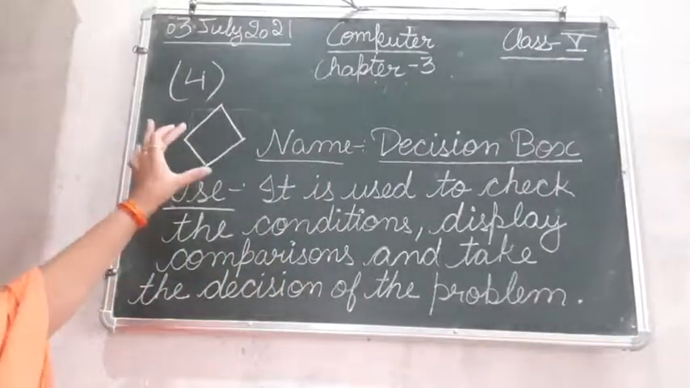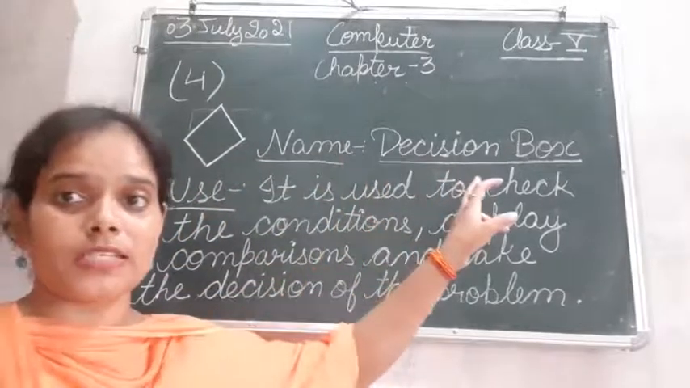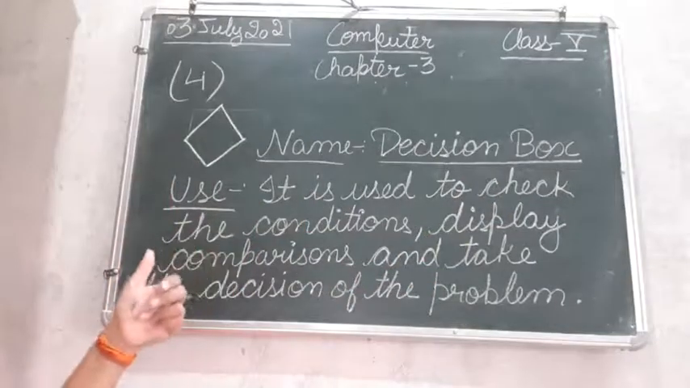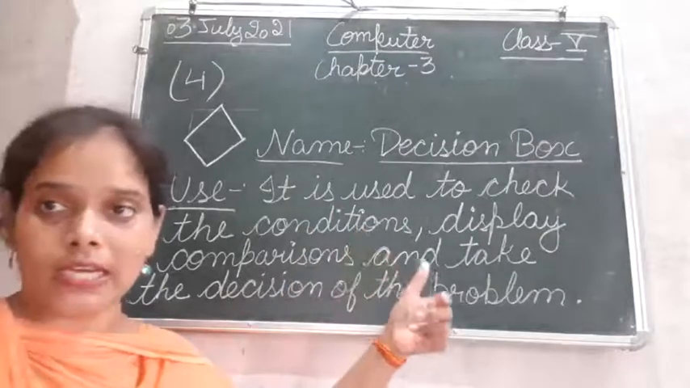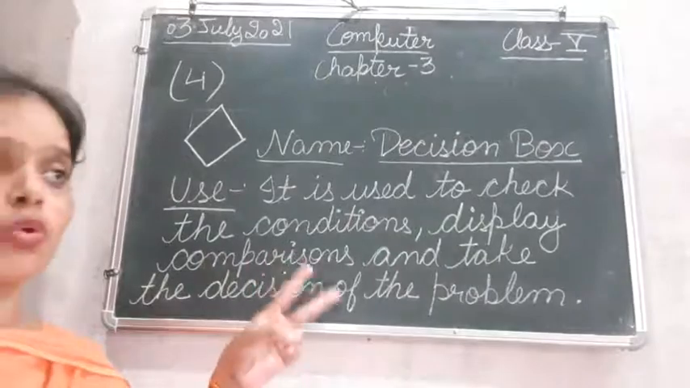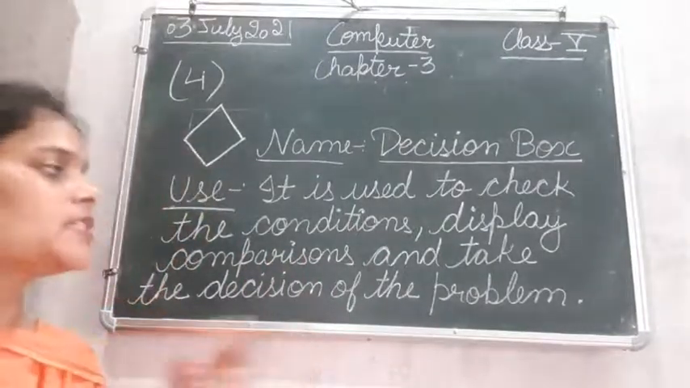So it's a rhombus shaped box, and the name of this rhombus shaped box is decision box. So what is the use of this decision box? It is used to check the conditions. So conditions को check करने के लिए, verify करने के लिए, display comparisons. So comparison, दो चीज़ों का comparison करके उसका result देने के लिए, and take the decision of the problem.